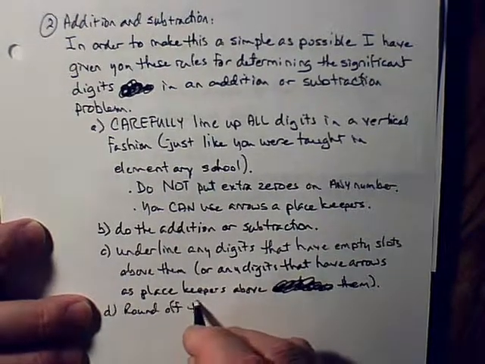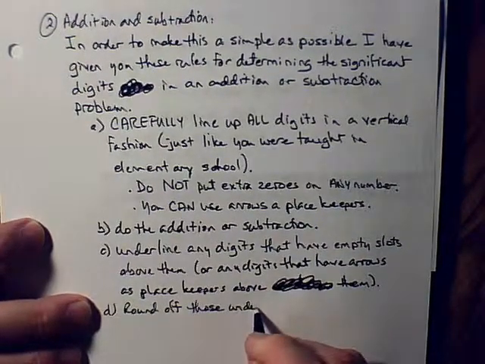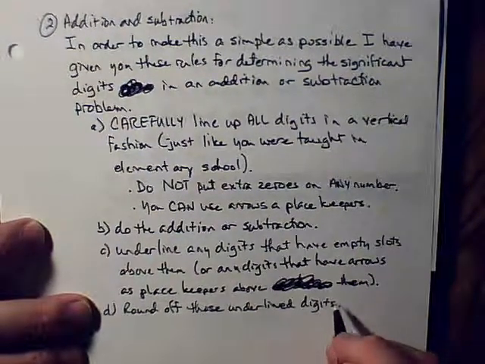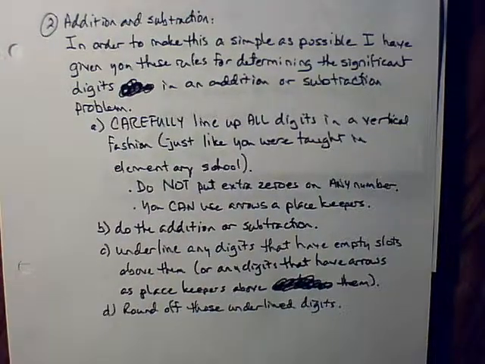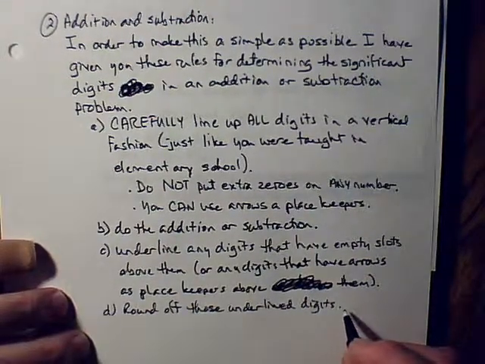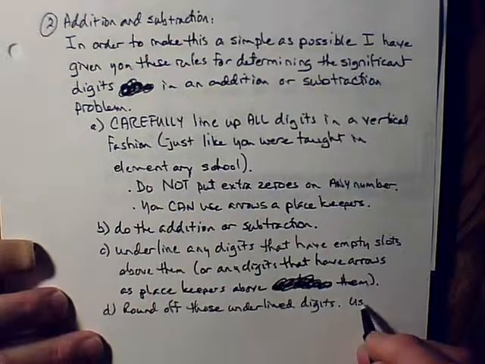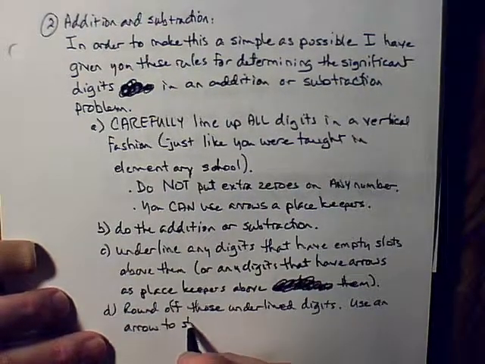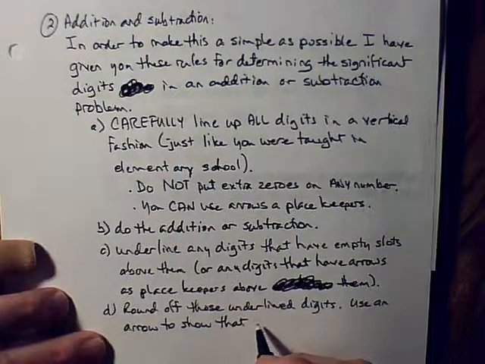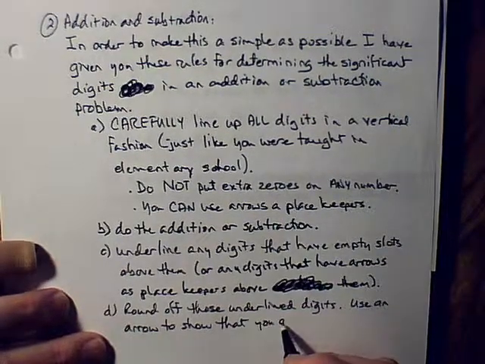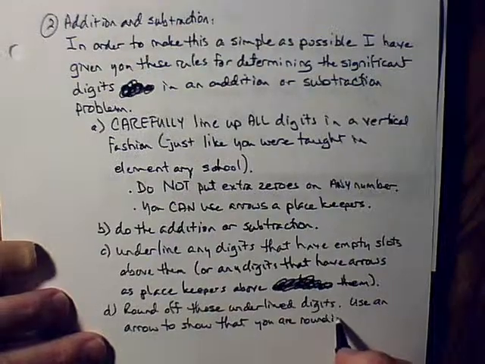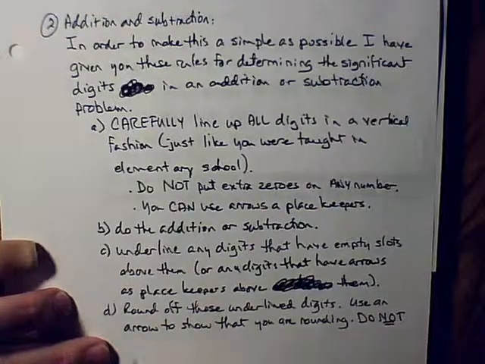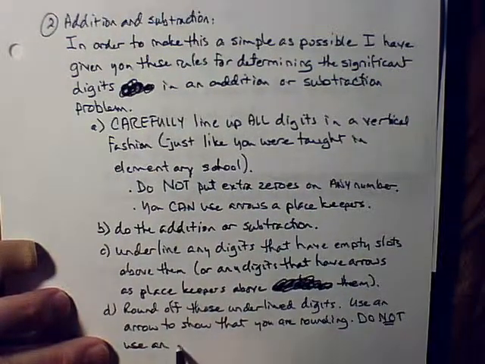Round off those underlined digits. Use an arrow to show that you are rounding. Do not use an equal sign.